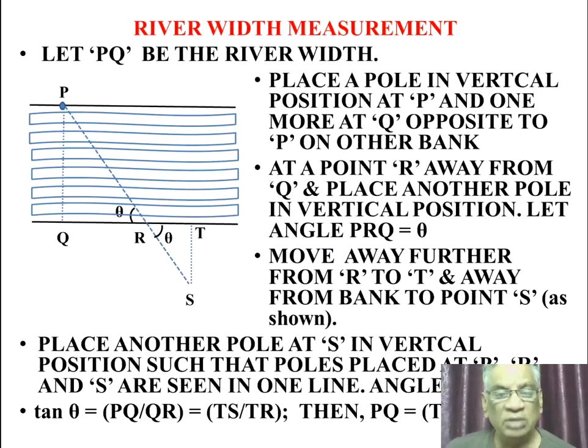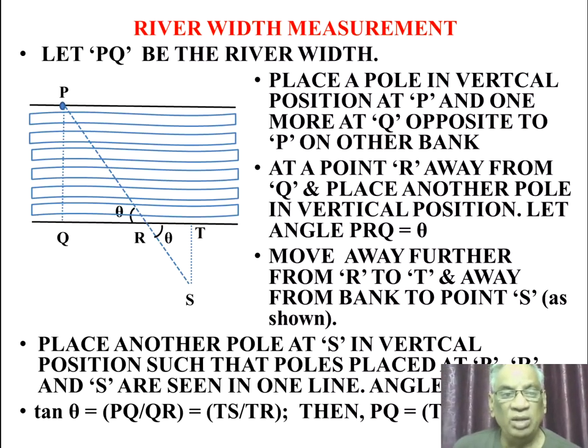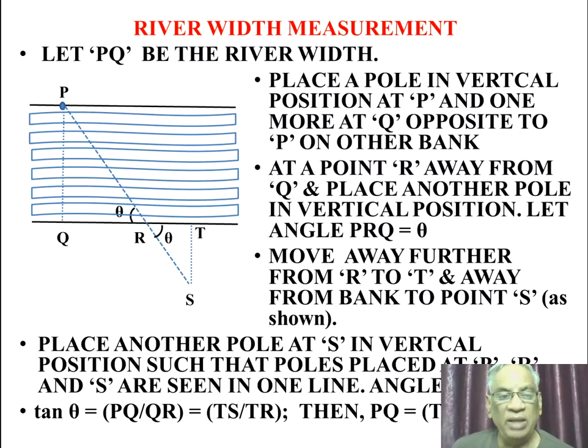Then last but not least is the river width measurement. There are two banks for the river. On one bank you fix a pole in vertical position at point P, and then on the other bank just opposite to point P, at point Q, you fix another pole. Then from Q you move along the river bank to R, and there you fix another pole vertically.